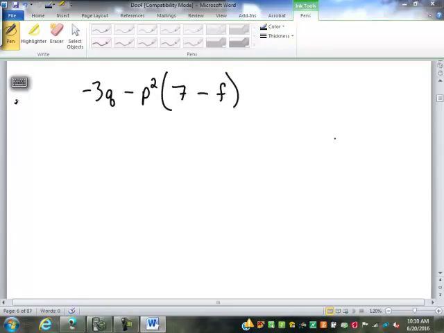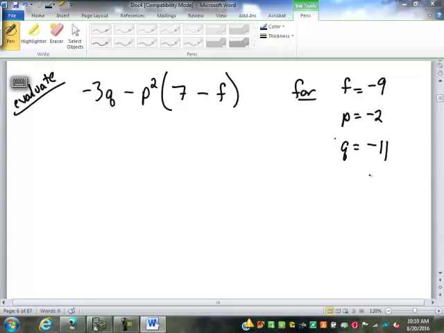So we're going to evaluate this for f equals -9, p equals -2, and q equals -11. Give that one a shot, see what you can get out of it.